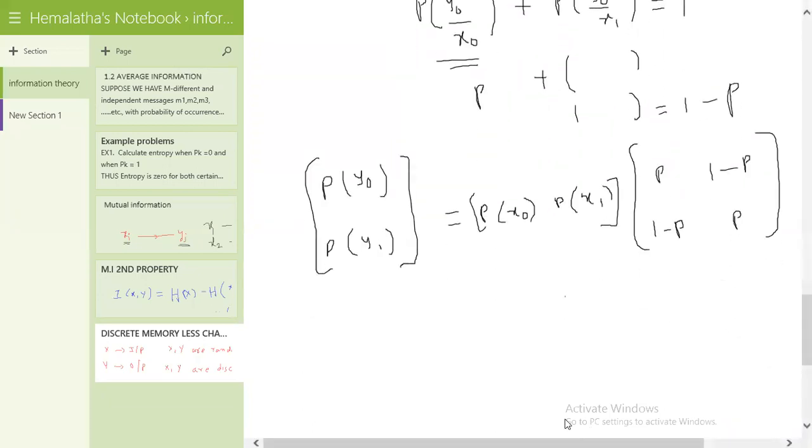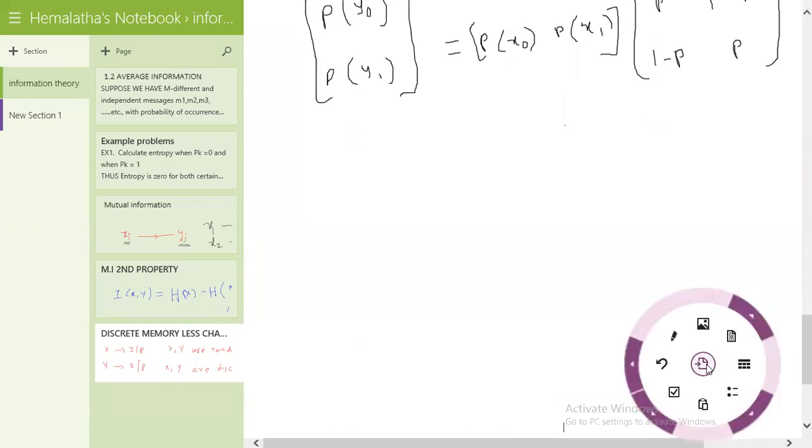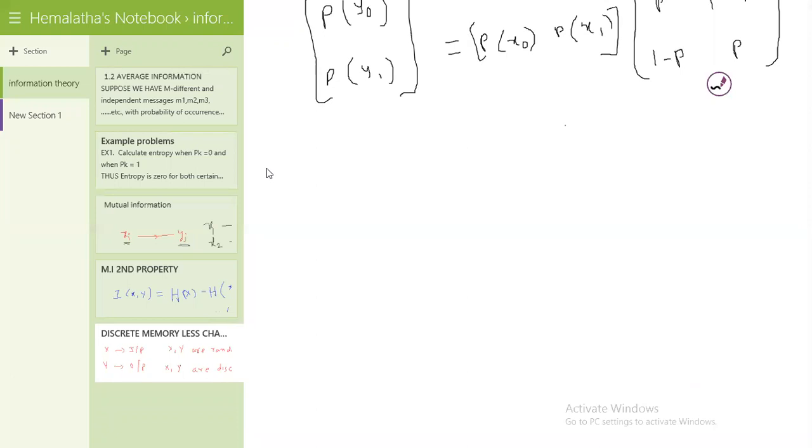Note down example problems. Example 1 related to this one. Please note down. Consider the binary symmetric channel shown in figure. X1 is one input. X2 is the other input. Here y1, y2.